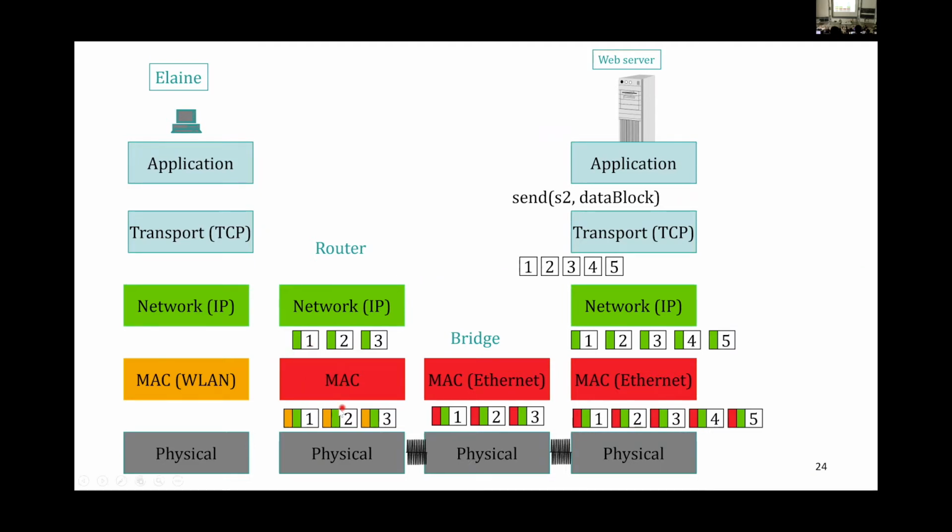Time to live will be changed. And we'll send it now with a different MAC header, which is the wireless LAN header, and the destination MAC address, which is the MAC address of Elaine's device. Then this will reach Elaine's device. The different layers will strip all the headers, and then the transport layer will receive all the 5 blocks. This is an optimistic scenario, assuming nothing is lost. And then this will be made available to the application.